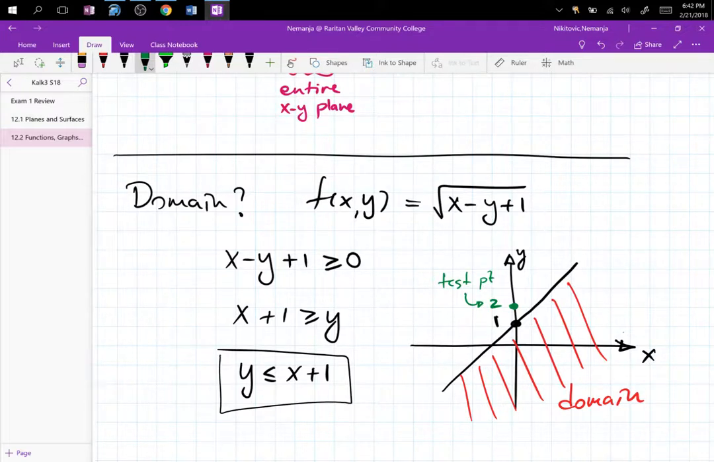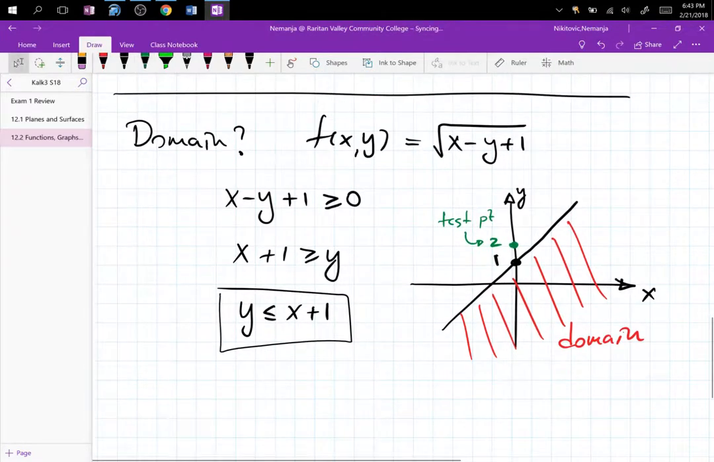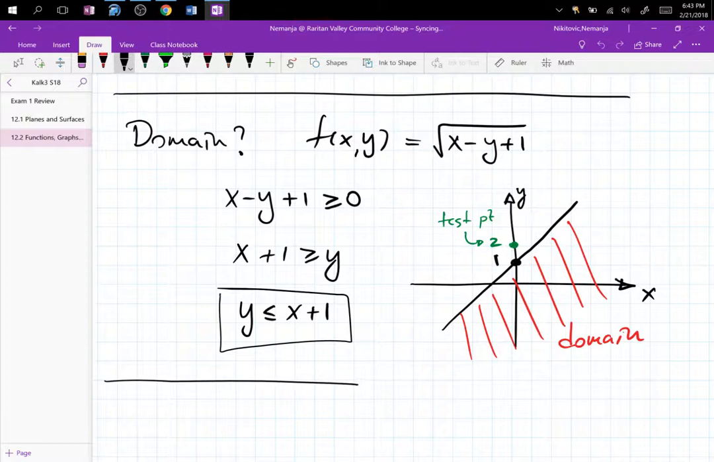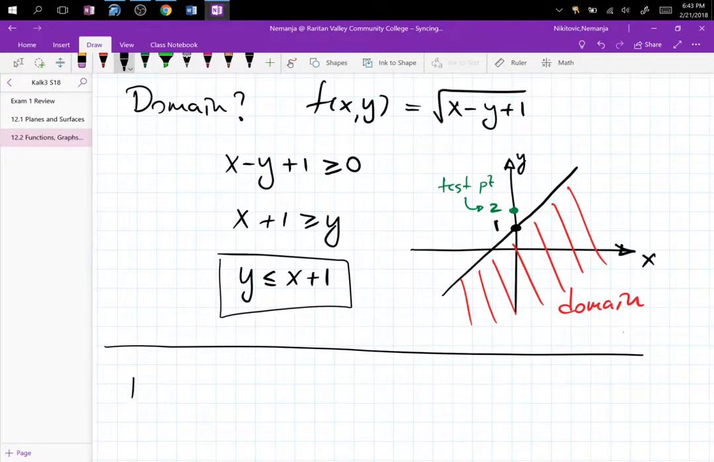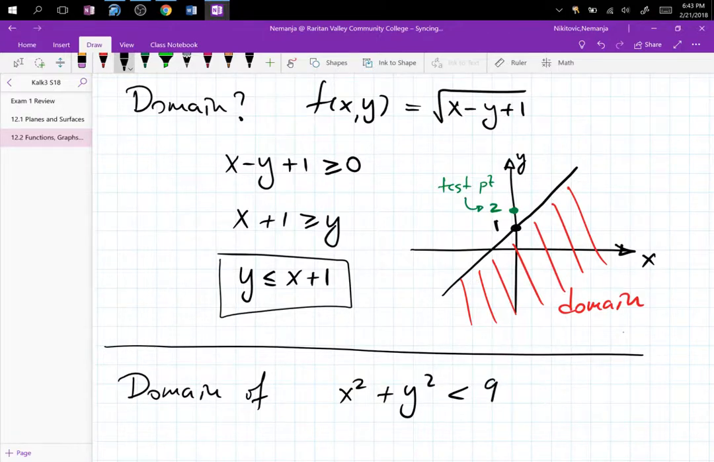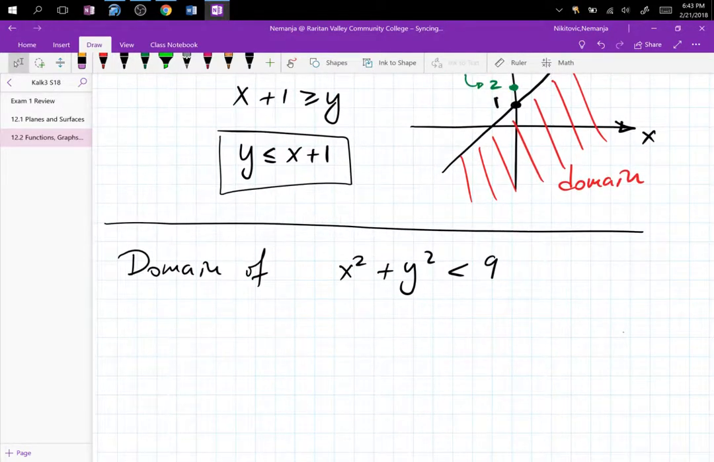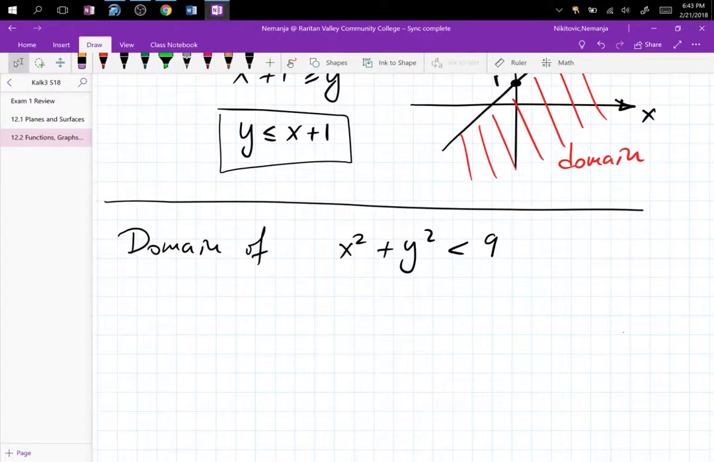Pick any point in the shaded region. You are going to get a value. Stuff that you will definitely see throughout our chapter 13: domain of x squared plus y squared less than, let's say, 9. What would this be? Circle radius 3. All right, I'll give you circle radius 3, but keep talking to me.